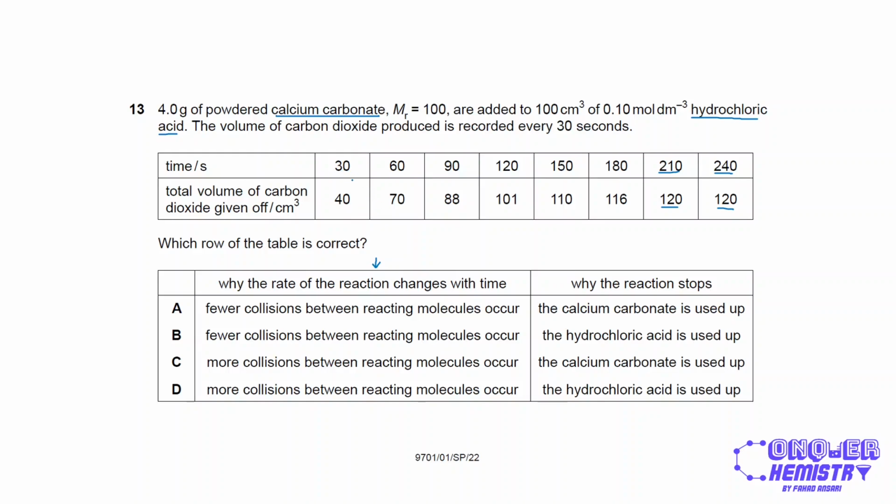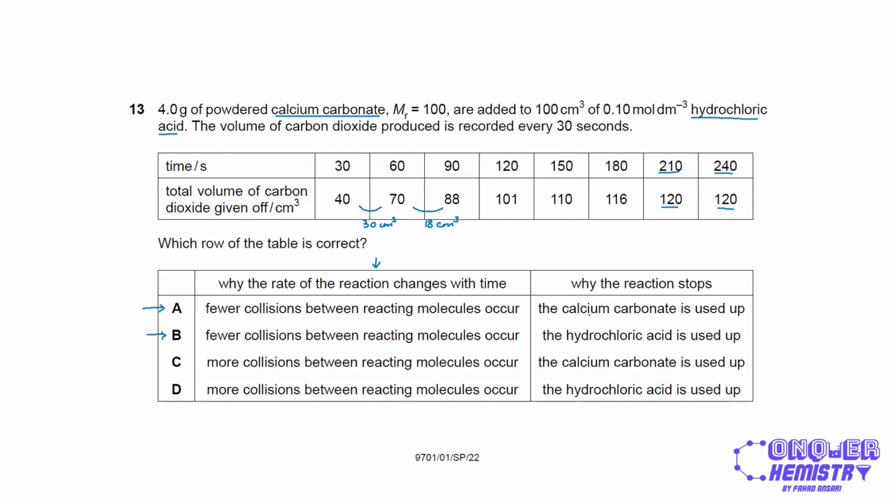From 30 seconds to 60 seconds, you have a difference of 30 cubic centimeters. But from 60 seconds to 90 seconds, you have a difference of only 18 cubic centimeters. And this difference in volumes decreases as regular time intervals of 30 seconds keep progressing. So the reaction is slowing down. And the reason for this is fewer collisions between reacting molecules, right? So it's going to be option A or option B, right? Because of fewer collisions, you have a slower rate of reaction. Right. Now, why does the reaction stop?